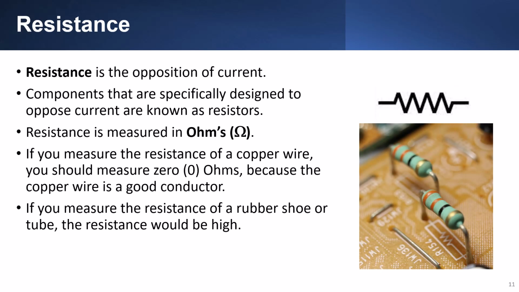Resistance is the opposition of current. Components that are specifically designed to oppose current are known as resistors. Resistance is measured in ohms. If you measure the resistance of a copper wire, you should measure 0 ohms because the copper wire is a good conductor and has, for all intents and purposes, no resistance. If you measure the resistance of a rubber shoe or the rubber outer part of a cable, the resistance will be high since rubber is an insulator.